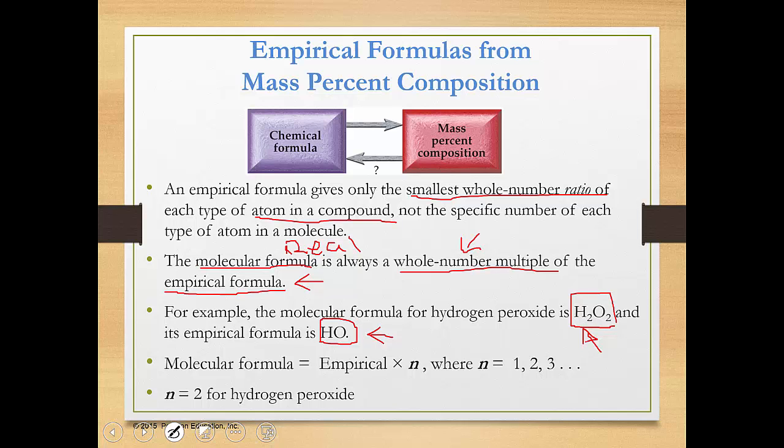So they aren't necessarily the same thing. The empirical formula is the simplest version that we get from looking at gathered data, and we're going to look at some examples of that in a minute. And then the molecular formula is what you would really see if you had that particular molecule in front of you. Now, the molecular formula will always be the empirical formula times some factor n, where n is an integer. It's a whole number. In the case of hydrogen peroxide, n happens to be equal to 2.